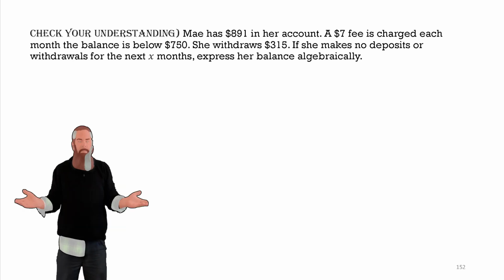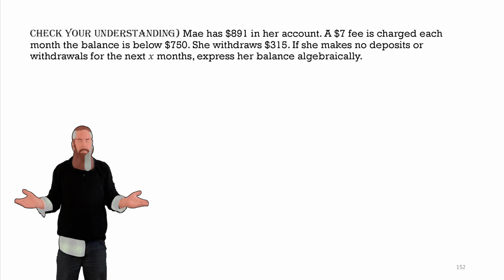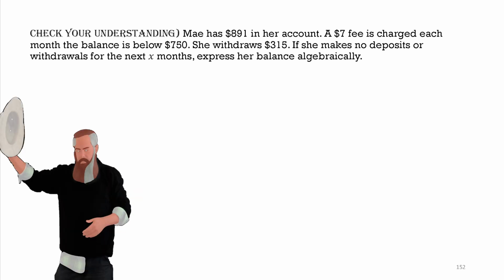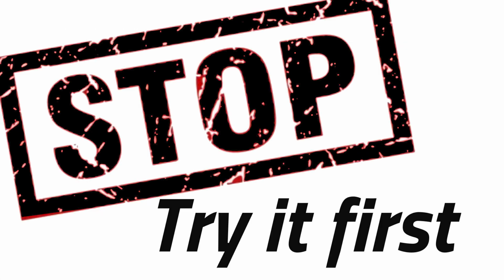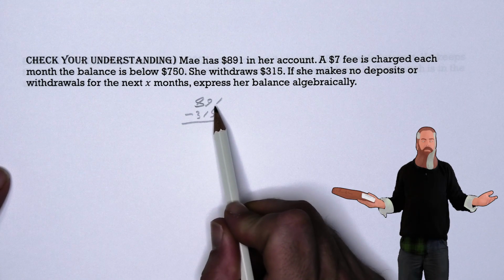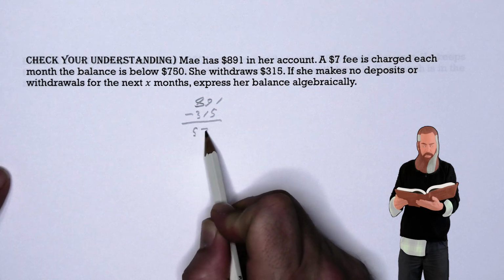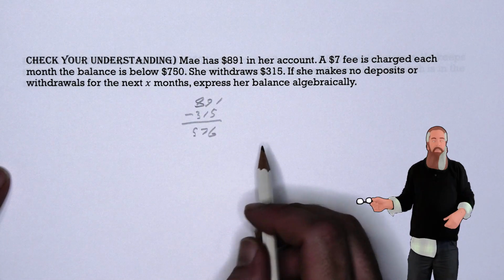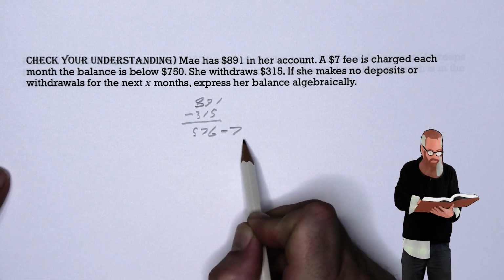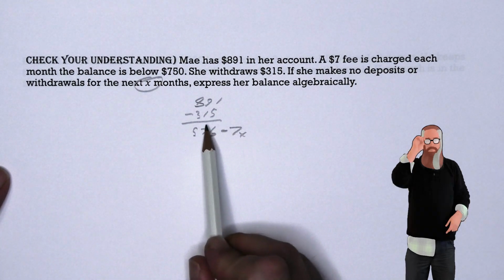Let's check our understanding. May has $891 in her account. A $7 fee is charged each month to balances below $750. She withdrew $315. If she makes no deposits or withdrawals for the next x months, express her balance algebraically. So we know she has $891 and she withdrew $315, leaving her at $576, which is less than the $750 that needs to be there. If we lose $7 for every single month, x in this case, because they told us, then we get the expression 576 minus 7x.